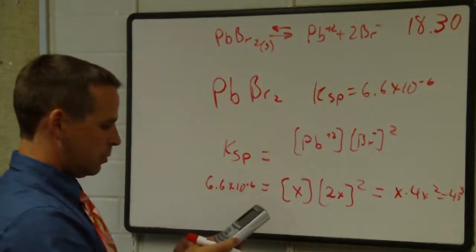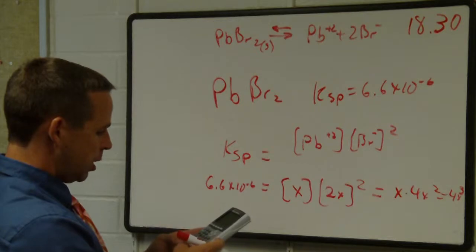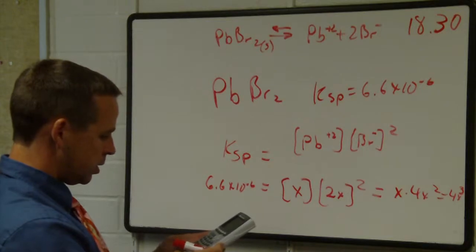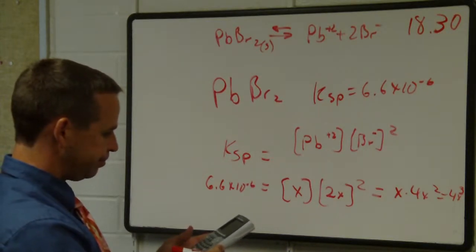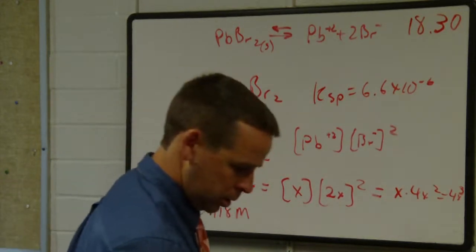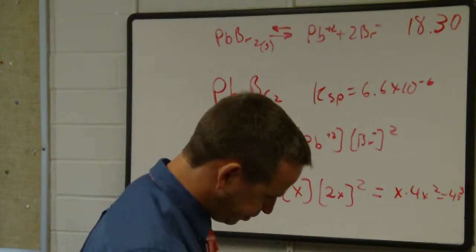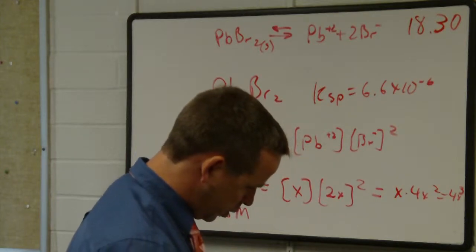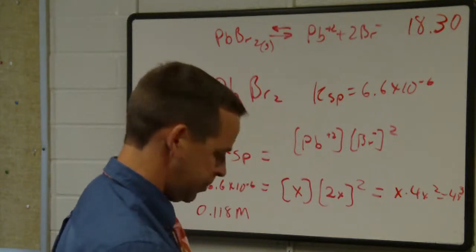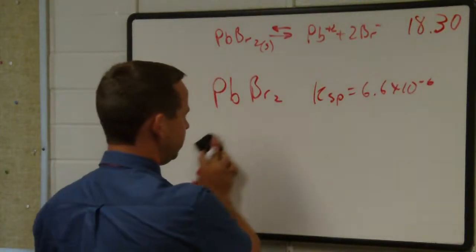All right, so we have 6.6 times 10 to the minus 6. Divide by 4. And then we take the cube root. I take the cube root by raising it to the 1 over 3 power. All right, so I'm getting 0.118 molar. Let's see if that's right. 1830. Yep, that's it. All right. So, 1832.